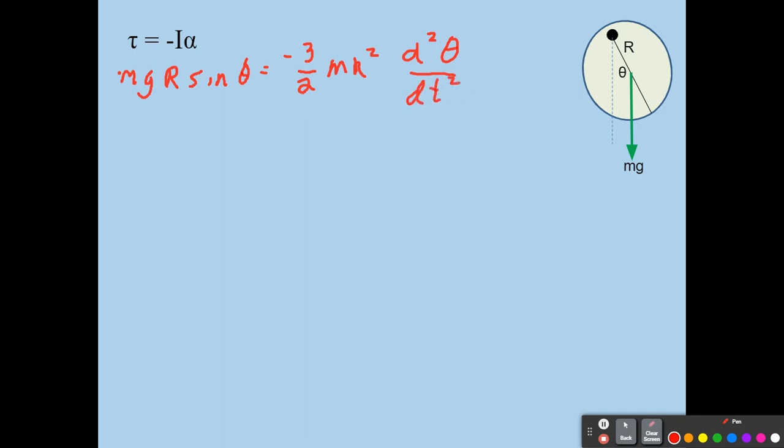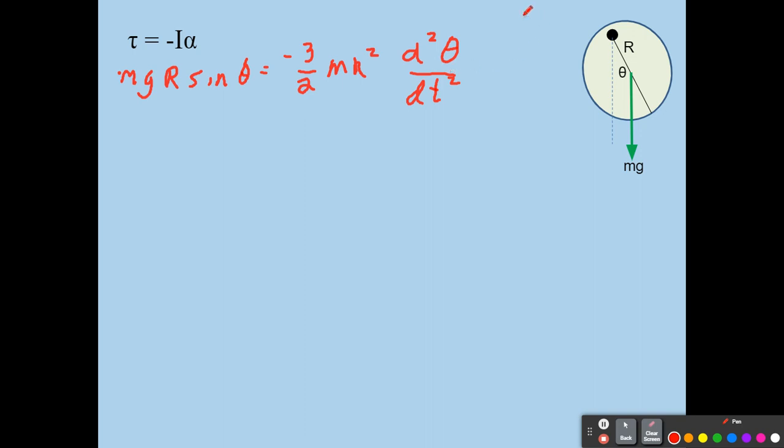So I'm just starting with our torque equation. So torque equals negative I alpha. And I'm plugging in for I. I'm plugging in for torque. I'm plugging in for angular acceleration. That's the part that needs to be the derivatives. Since we have a sine right here, we want to have a theta over here, which is why it's a second derivative.